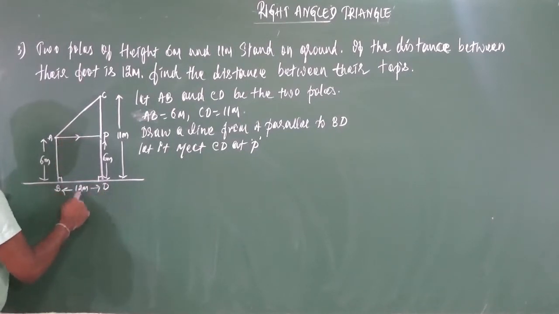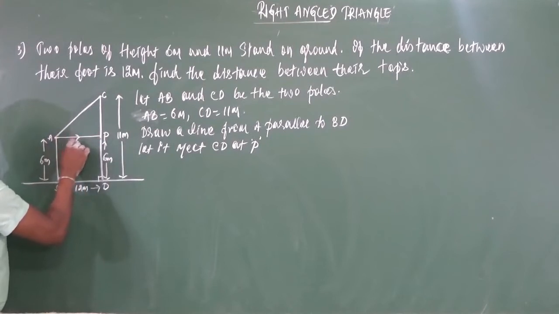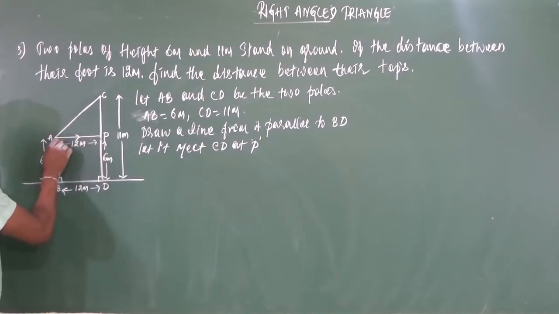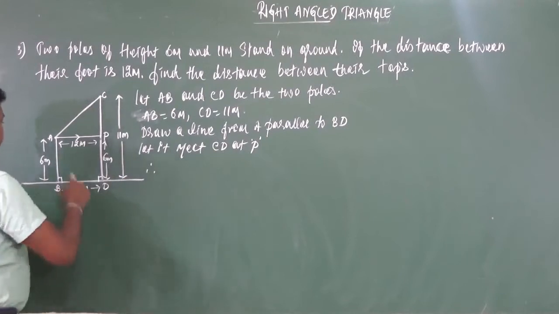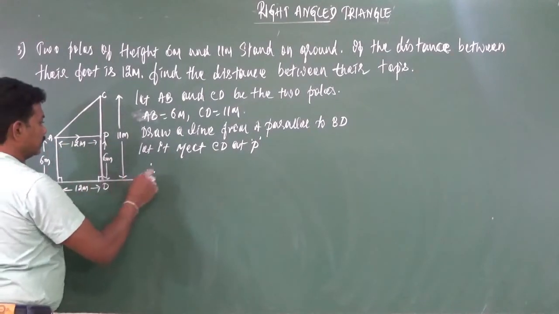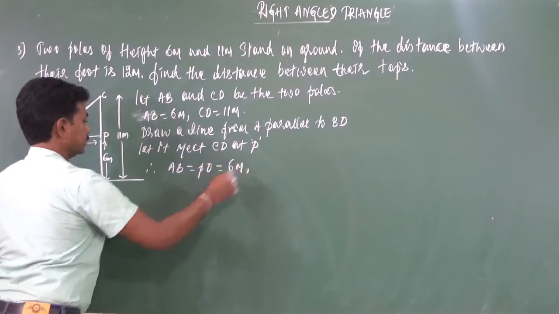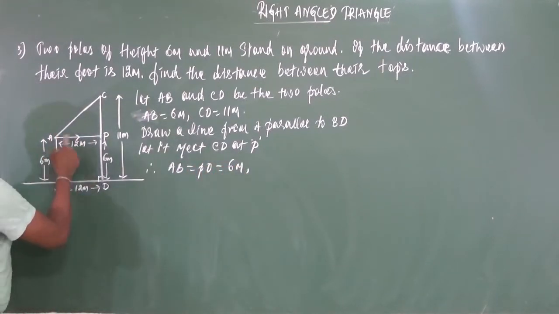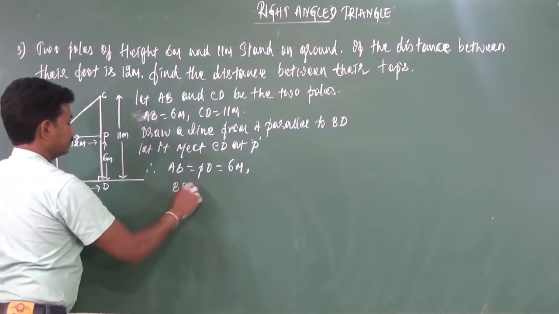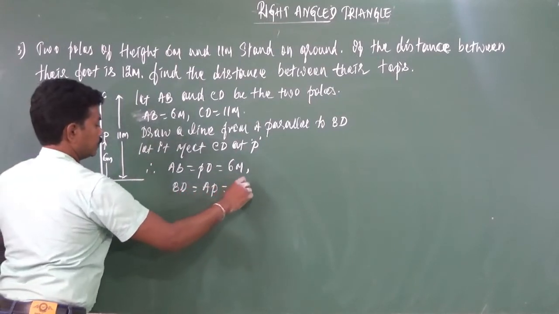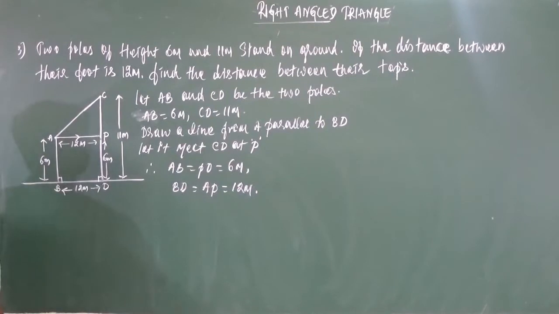So as the base is 12 meters, AP will also be equal to 12 meters. Therefore, AB is equal to PD is equal to 6 meters, and then BD is equal to AP is equal to 12 meters. Now comes the very important step.